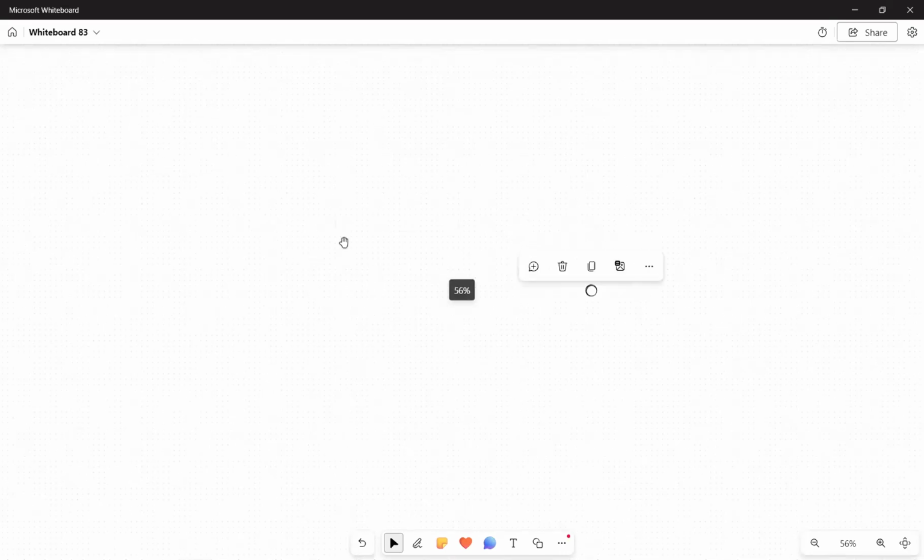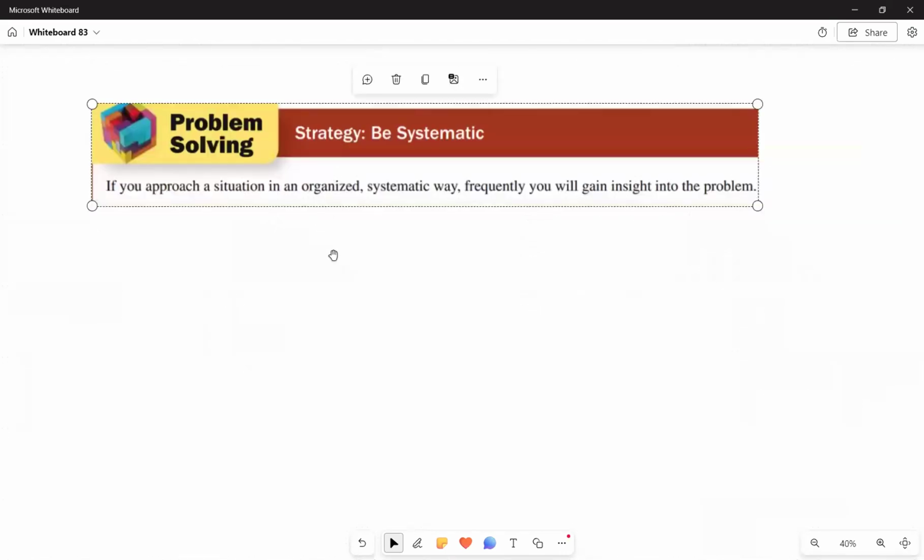Okay, this is the strategy. If you approach a situation in an organized, systematic way, frequently you will gain insight into the problem. Here's the example. That's example 4 in the book.